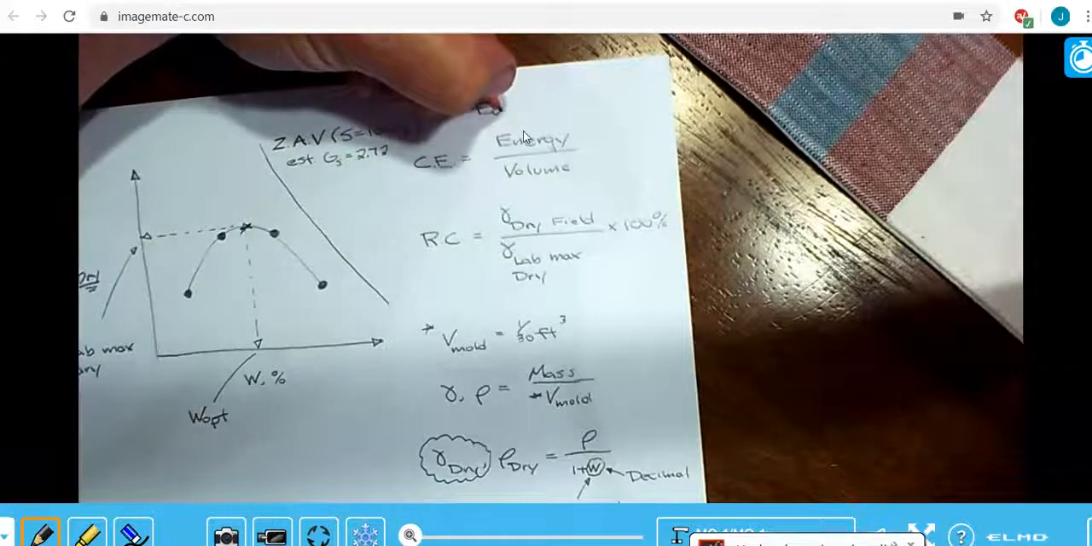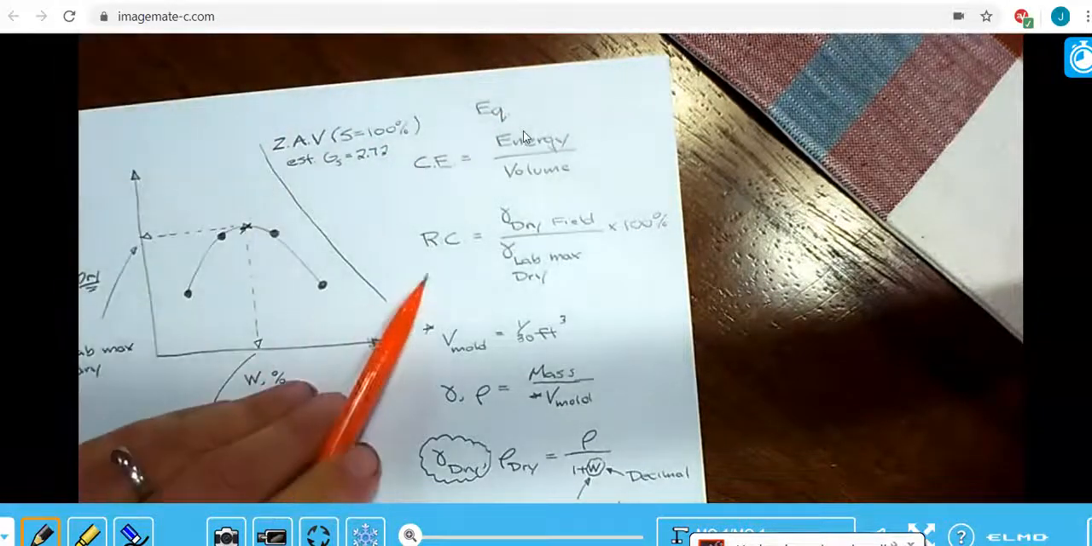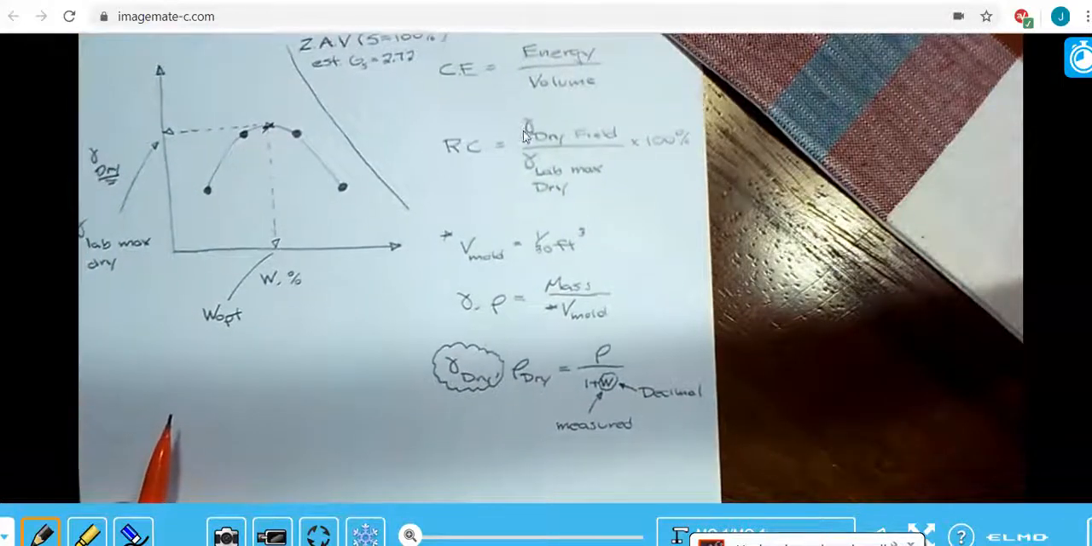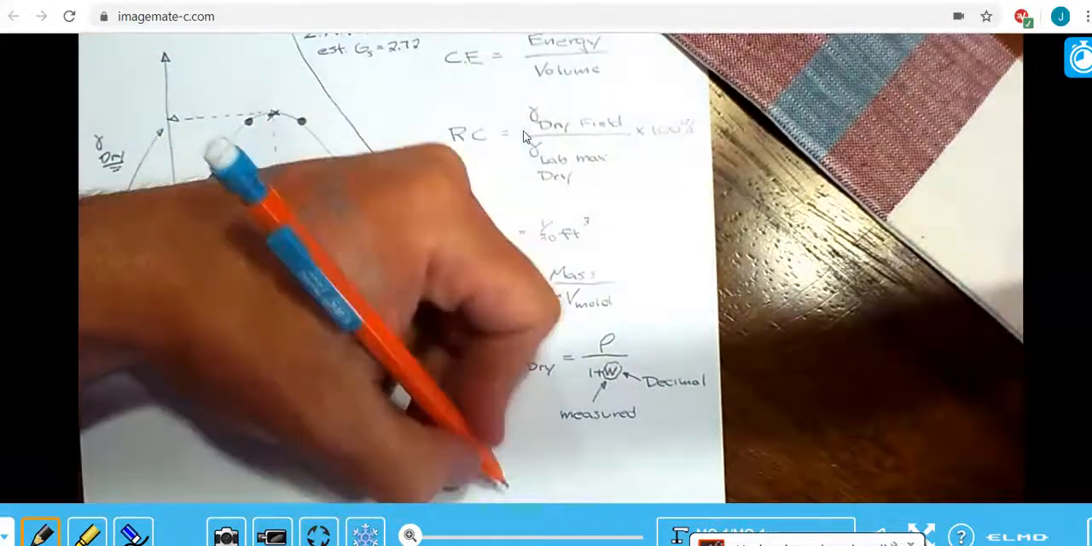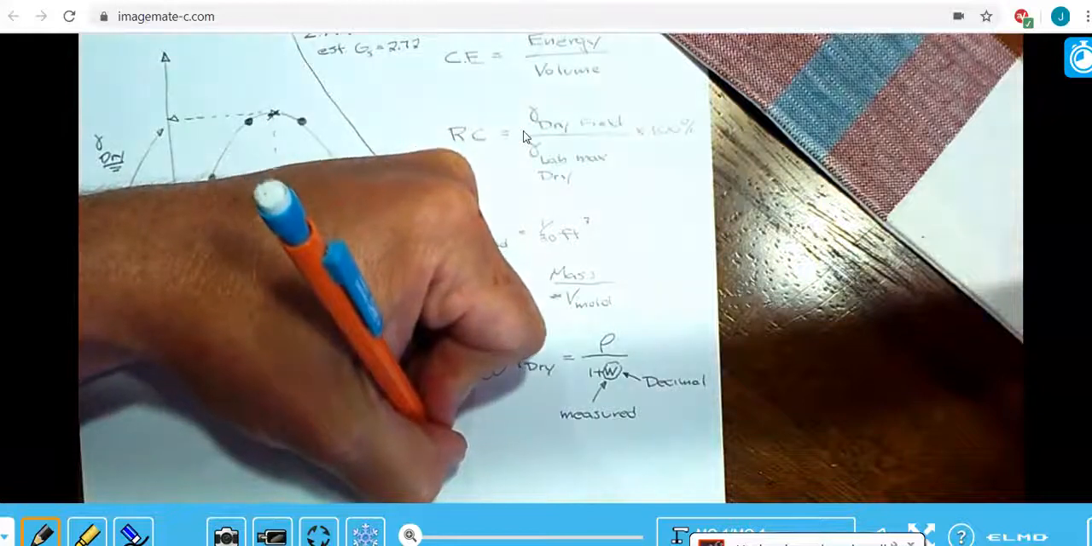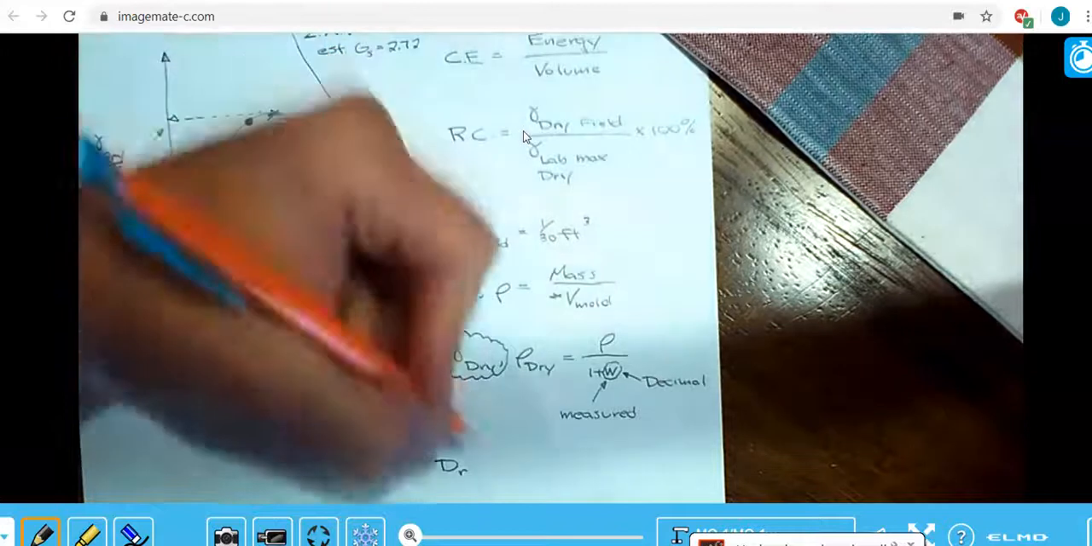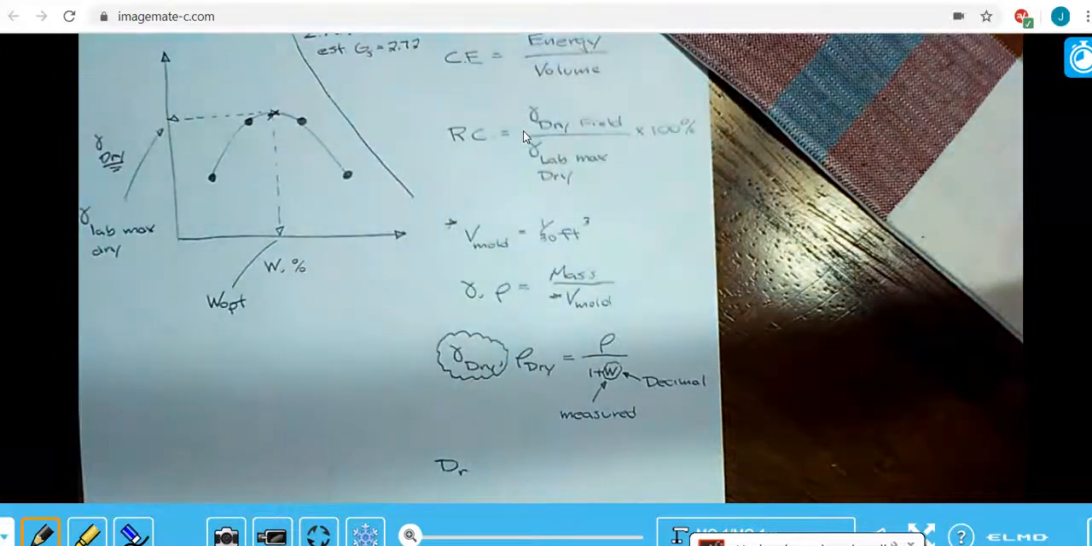And let me make one other thing clear. So this is relative compaction. There's another term that kind of sounds like that, but it's different. It's called relative density. There are different symbols, but a common one is d sub r. Relative density, so this is relative density, d sub r. It's not the same as relative compaction.